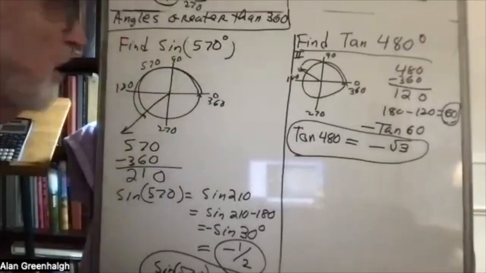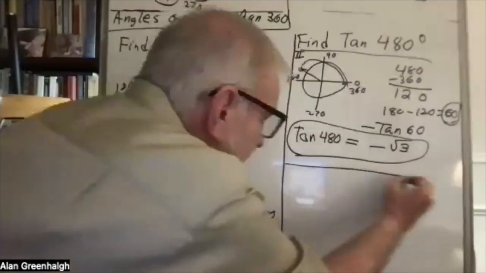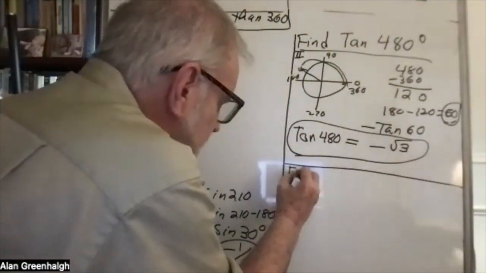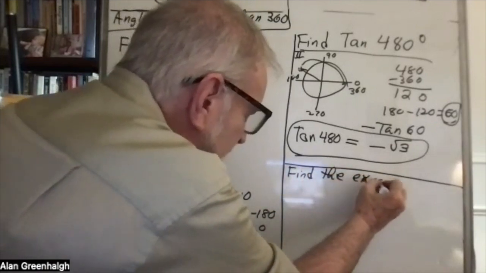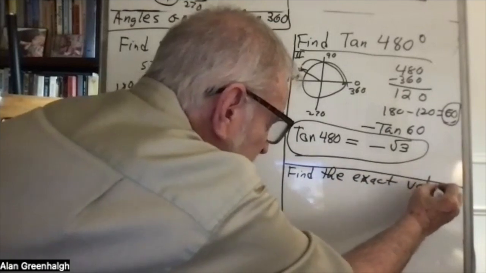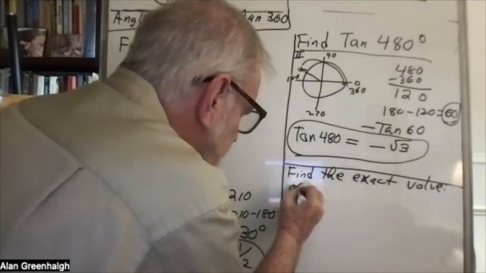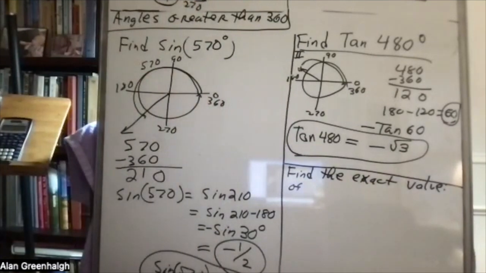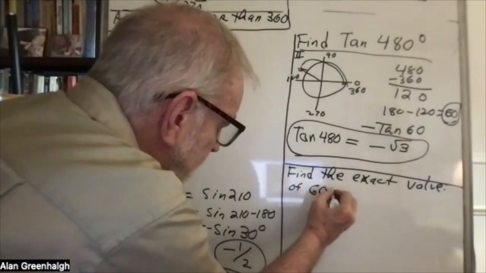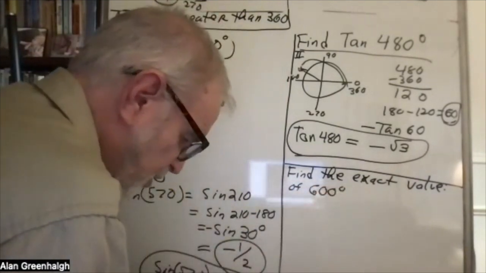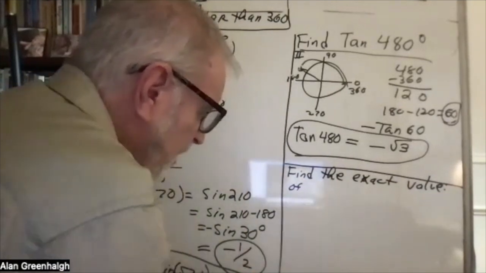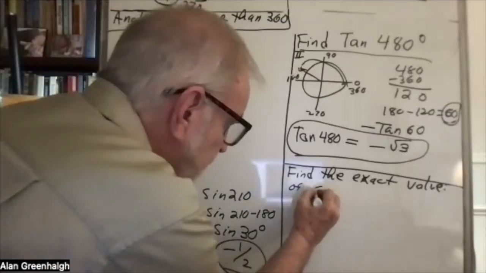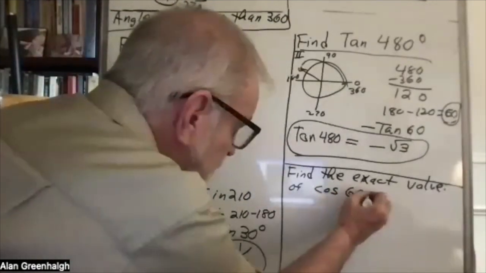Let's do one more of this type. So find the exact value of, let's say, 600 degrees. Whoops, I've got to give you a function, don't I? Find the exact value of the cosine of 600 degrees.